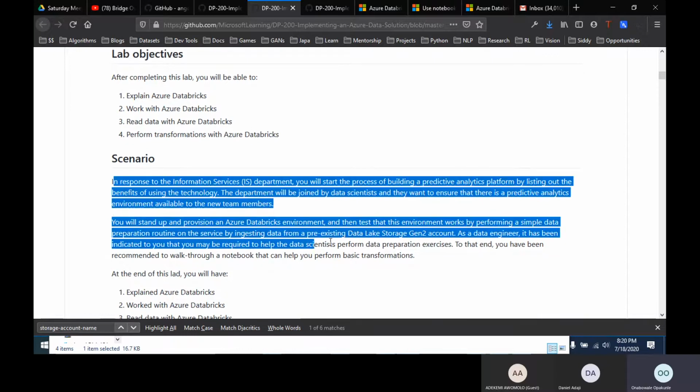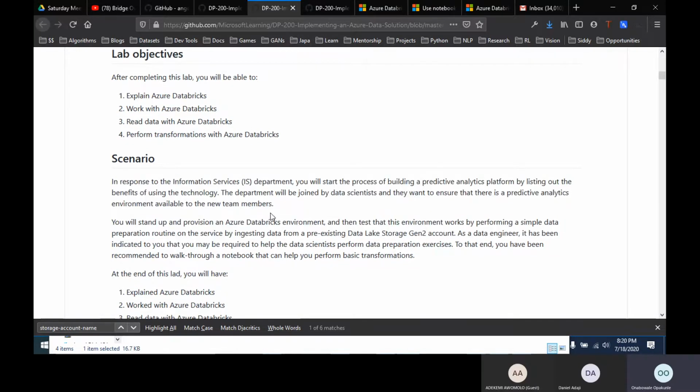Okay, so this is the scenario. I think this is a refresher of the scenario we are working with. It is an excerpt from the overall case study. So in response to the information services department, you will start the process of building a predictive analytics platform by listing out the benefits of using the technology. The department will be joined by data scientists, and they want to ensure that there's a predictive analytics environment available to the new team members. So we will stand up and provision an Azure Databricks environment, and so on and so forth.